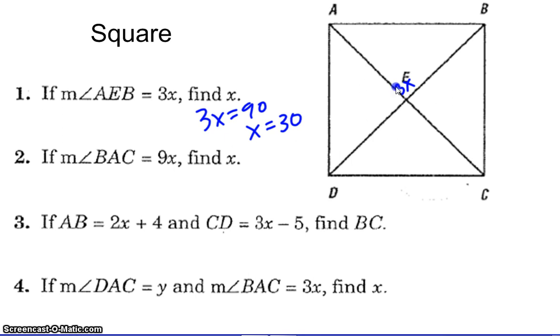In the second one here, I see that BAC is 9x. Well, I know that all the angles are right angles from it coming from the rectangle, but then a property from the rhombus that we need to know for a square is that the diagonals bisect the angles. Therefore, I know that 9x has to be equal to 45 degrees because I'm bisecting a right angle. So I can get x is 5.